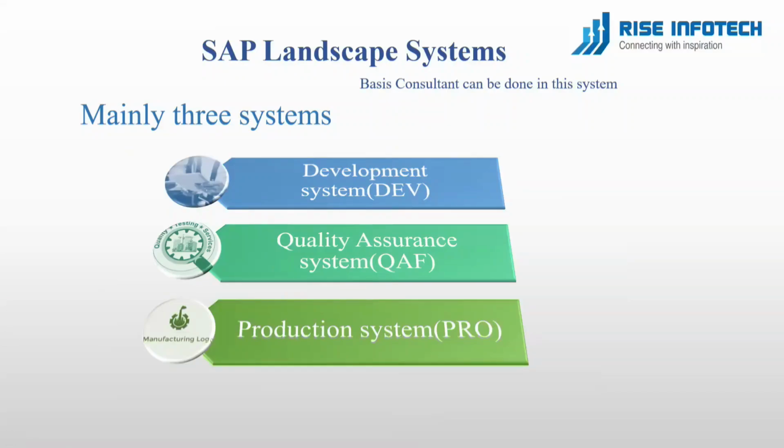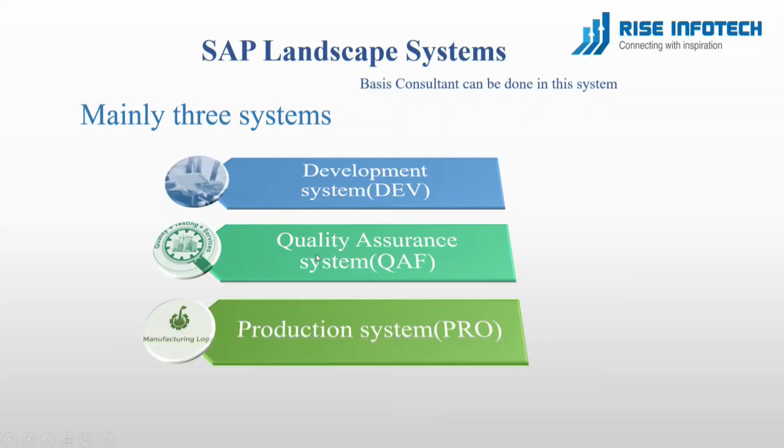The development system is also called the golden client because this system is very precious. In this system, configuration and customization, both activities can be done. That is called the development system.